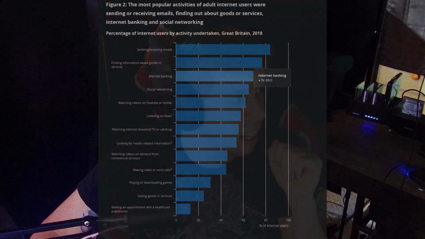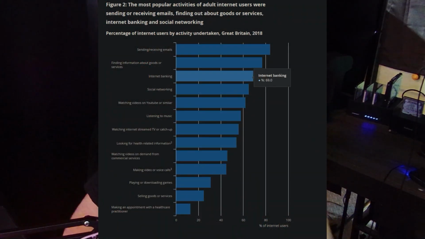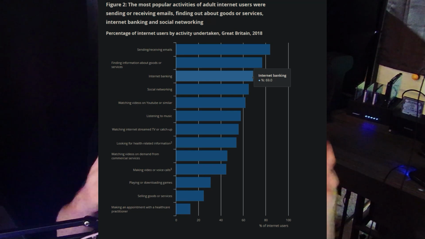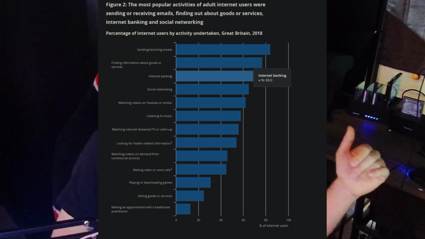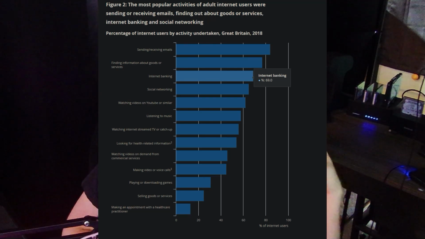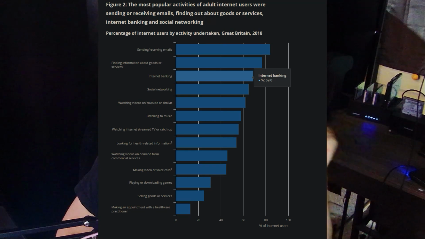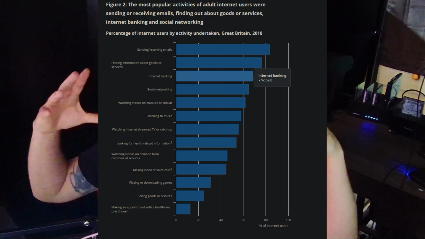Coming from ons.gov, as you can see on this graph here, I probably pointed the wrong way. The majority of people in Great Britain in 2018 were using computers for sending and receiving emails, finding information about goods or services, internet banking, social networking, YouTube, listening to music, watching internet stream TV, looking for health-related information, watching videos on demand from commercial services, making video calls, playing games, selling goods or services, making an appointment with a healthcare practitioner.